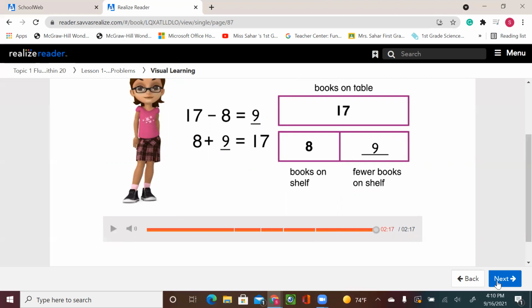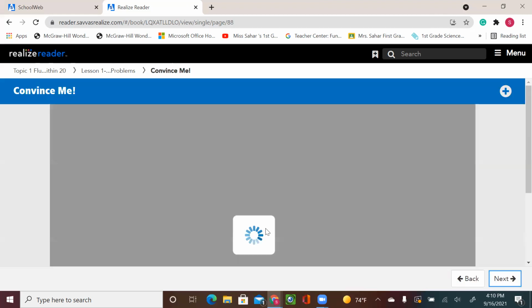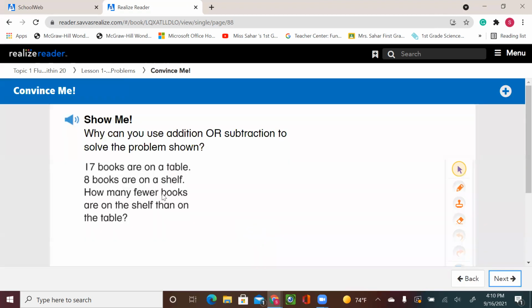All right. Let's go to the next exercise. Page 38. Show me. Why can you use addition or subtraction to solve the problem shown? In order to find the missing number, or the missing addend, we need to do either addition or subtraction. And that's what we did in the previous exercise.